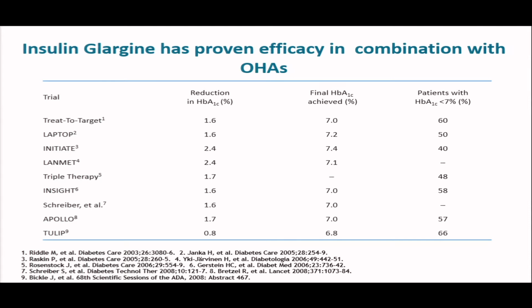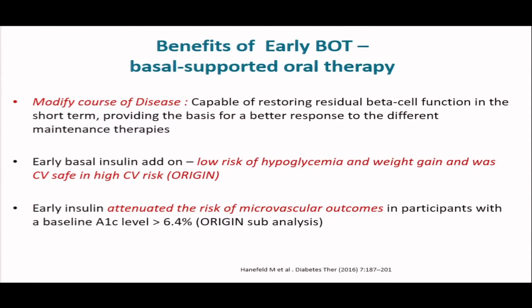And this is just a suggestion of some of the studies that have looked at insulin glargine as a once daily basal insulin in combination with oral agents in terms of effectively bringing our patients with elevated A1C to goal.